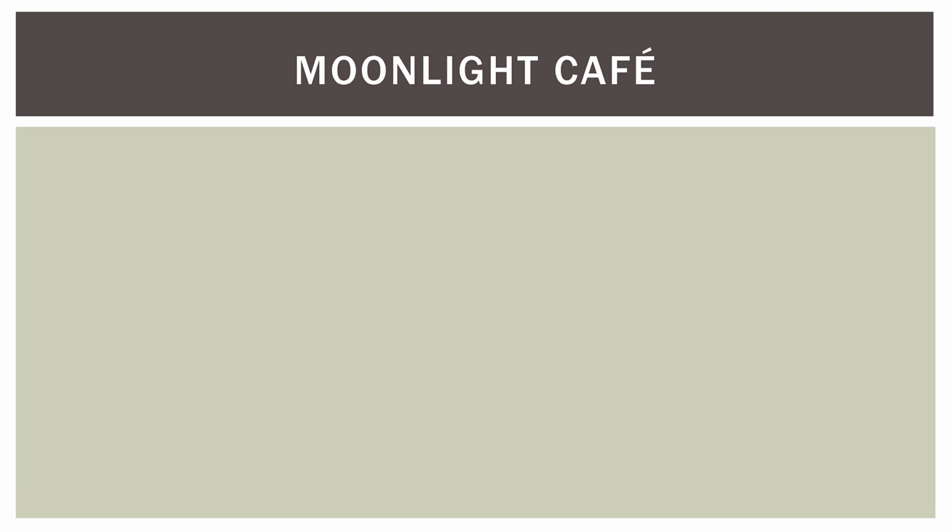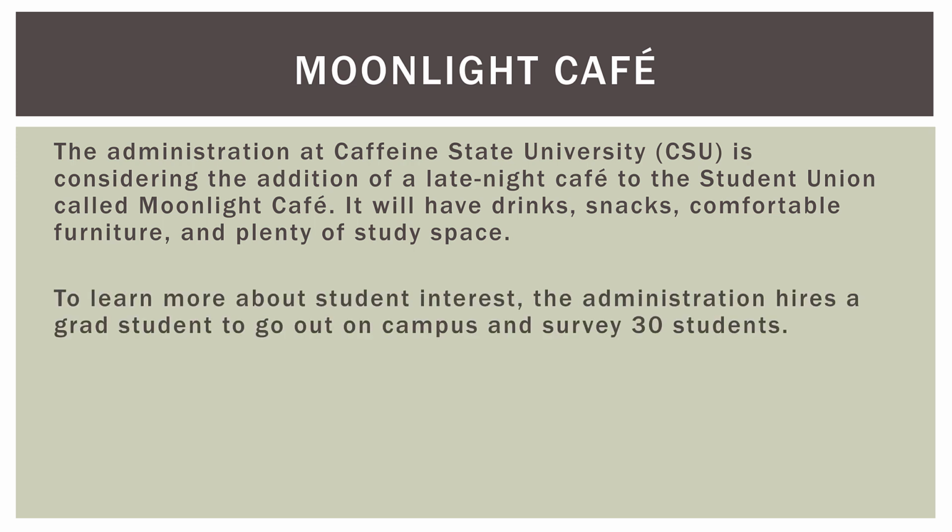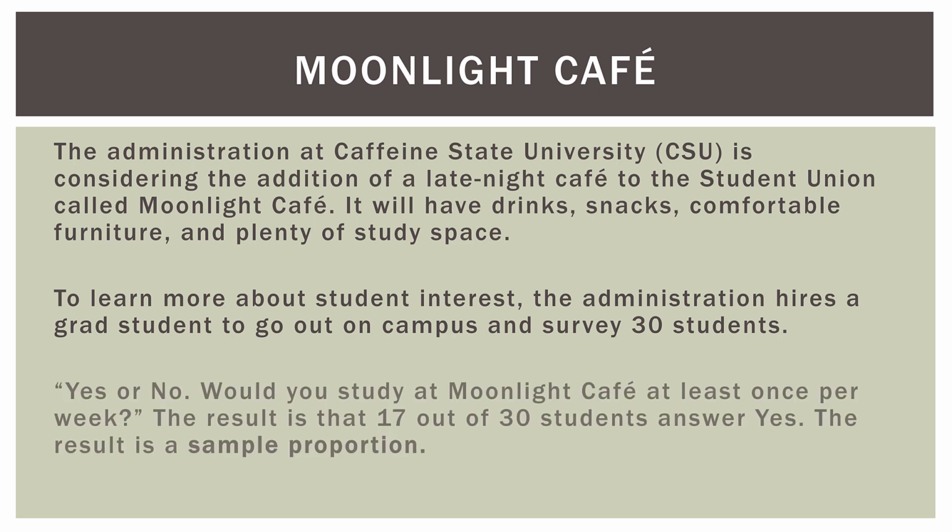So what's going on at the Moonlight Cafe? The administration at Caffeine State University, or CSU, is considering the addition of a late-night cafe to the student union called Moonlight Cafe. It will have drinks, snacks, comfortable furniture, and plenty of study space. To learn more about student interest, the administration hires a grad student to go out on campus and survey 30 students. Yes or no? Would you study at Moonlight Cafe at least once per week? The result of the survey is that 17 out of 30 students answer yes.